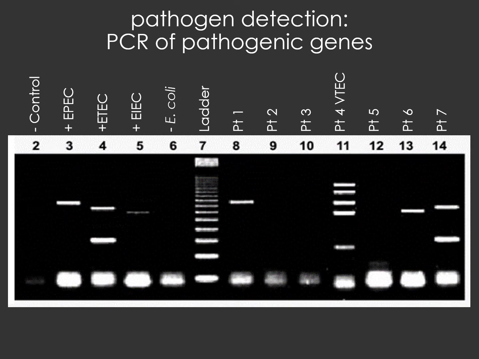coli called verocytotoxigenic E. coli. Patient 5 does not have a pathogenic strain of E. coli. Patient 6 has the enteroinvasive E. coli, and patient 7 has enterotoxigenic E. coli. So PCR just of pathogenic genes can very quickly differentiate a normal strain of E.